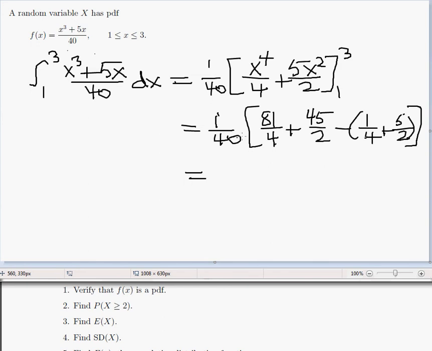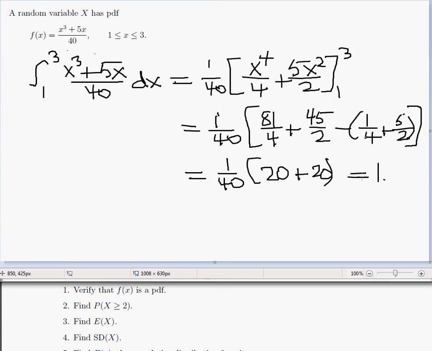And so doing the calculations here, 81/4 minus 1/4 is 80/4, and 80/4 is equal to 20. 45 halves minus 5 halves is 40 halves, which is also 20. And so finally we get 1. And so indeed this is a PDF.